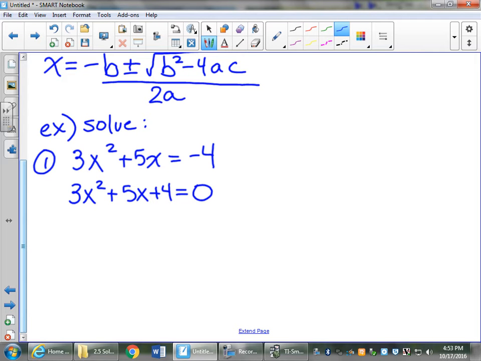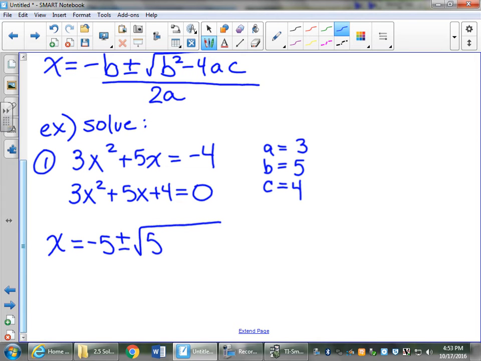If it helps you, off to the side, you could actually write what your a, b, and c values are. So we have 3, 5, and 4. And we're going to now sub those into the formula. And I'm going to sing the song while we do it. So it's going to be x equals negative b plus or minus square root b squared minus 4ac all over 2a.